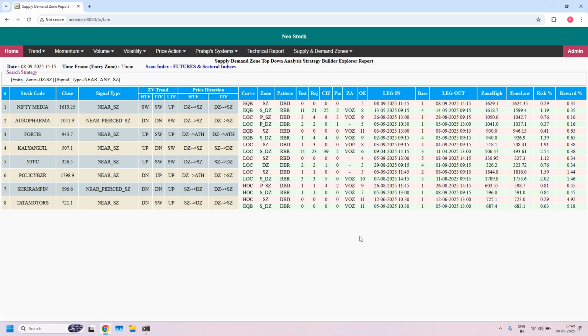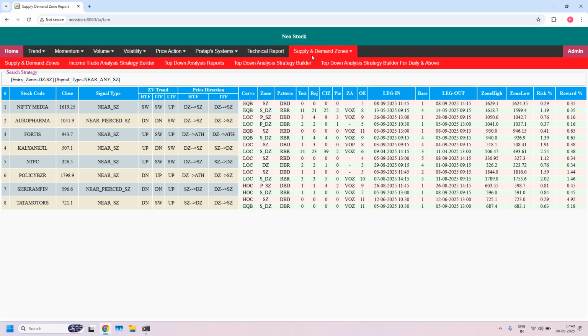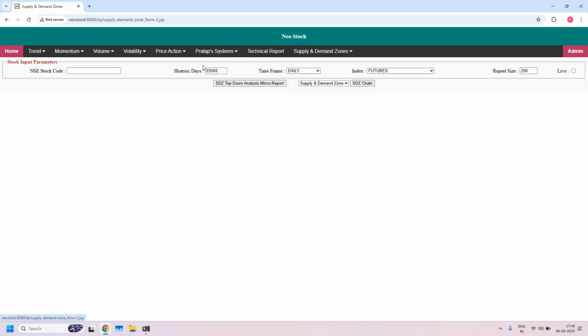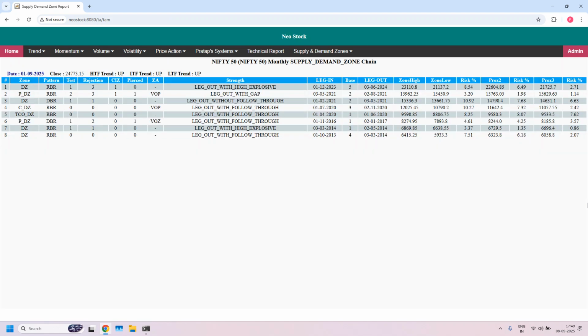Next, I will generate NIFTY and BANKNIFTY supply demand zone chain reports. Starting with NIFTY, generating the monthly supply demand zone chain. So this is the NIFTY monthly supply demand zone chain report.